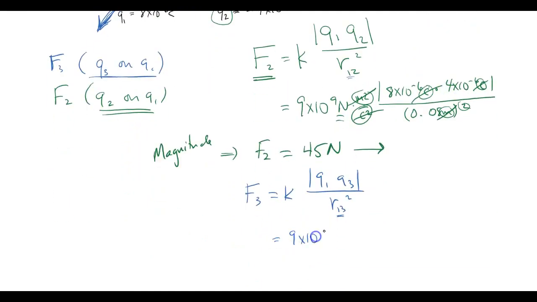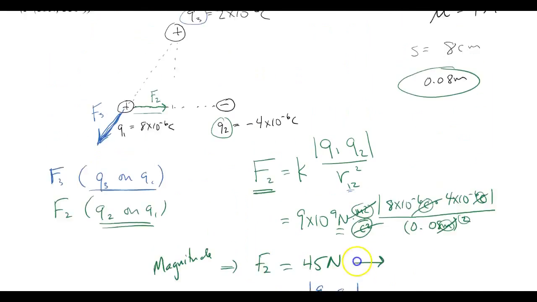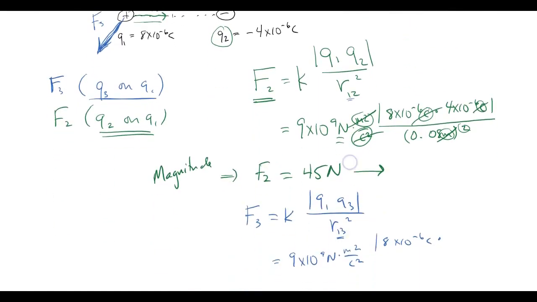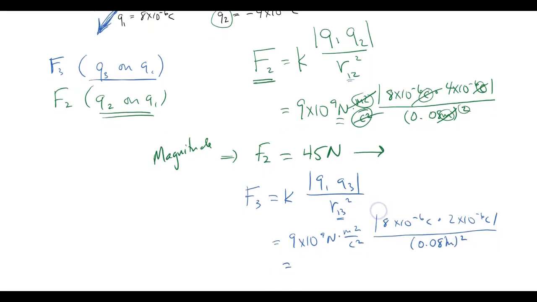That's 9 times 10 to the 9th newtons times meter squared over coulomb squared, times Q1, which is 8 times 10 to the negative 6 coulombs, times, I go back up, Q3 is 2 times 10 to the negative 6 coulombs. And once again, they're both positive, so I don't have to worry about a sign because it's absolute value anyway. And then the distance between them is still 0.08 meters, and then that is squared. And so when I punch that in a calculator, I get 22.5 newtons.